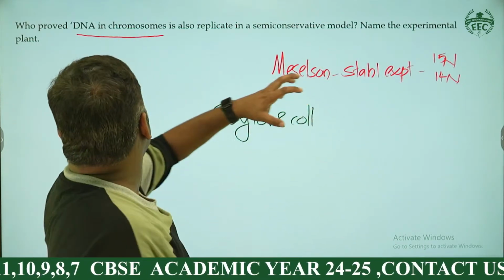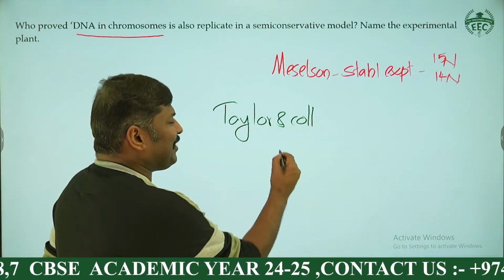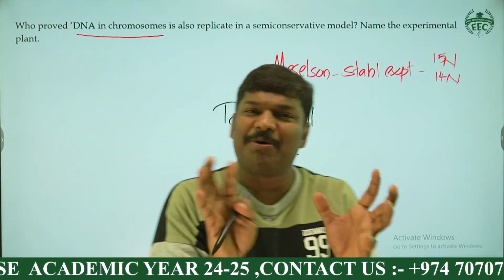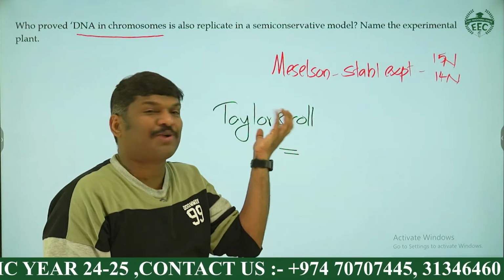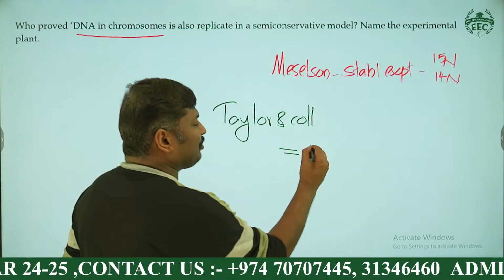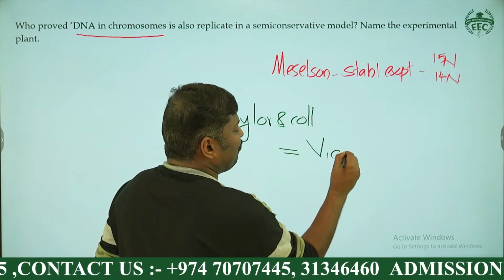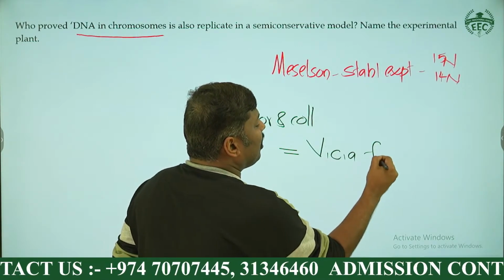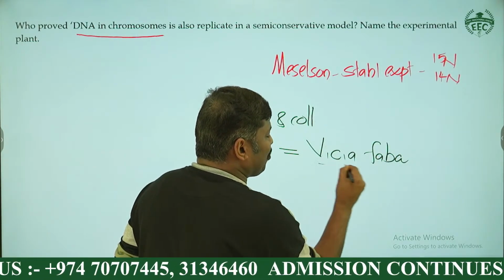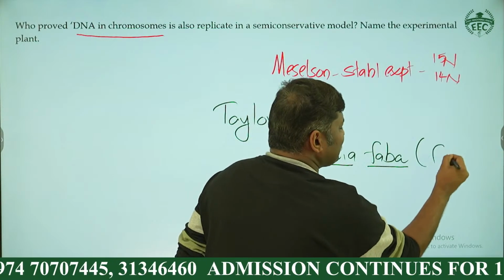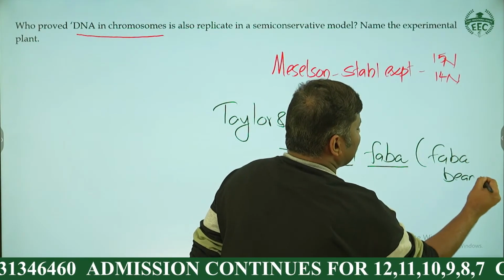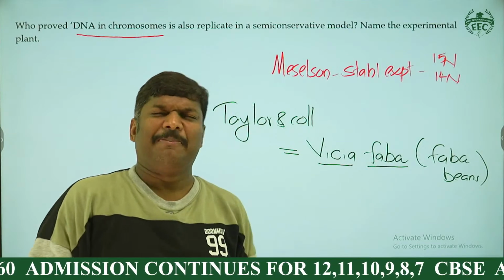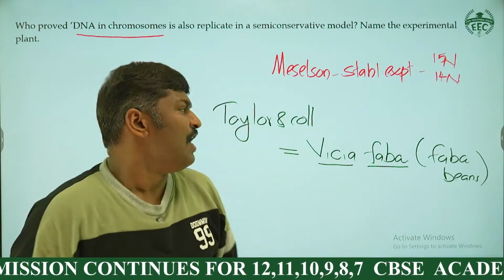And the experimental plant is also asked. The name of the scientist Taylor and colleagues is not asked, but you have to study, because for your board examination there may be a chance of asking about Taylor and colleagues. And what is the name of the plant? The name of the plant is Vicia faber. When you are writing the scientific name, as I already told, separate and underline it. It is commonly called kidney beans or faba beans, my dear student. Vicia faber, V-I-C-I-A.